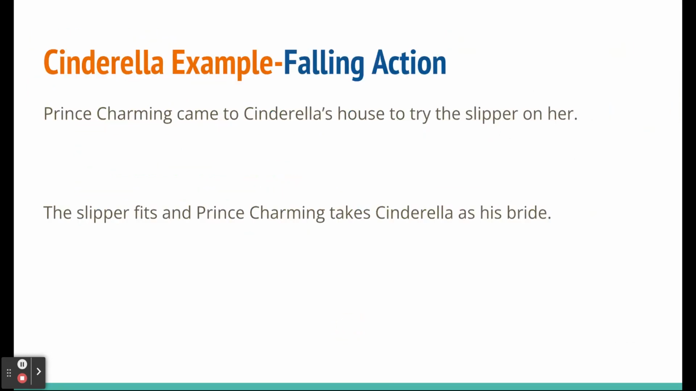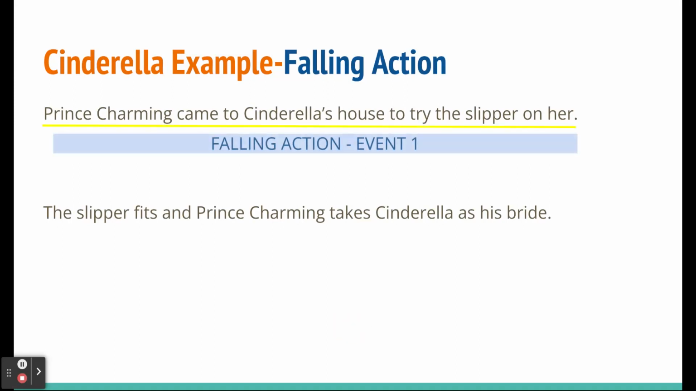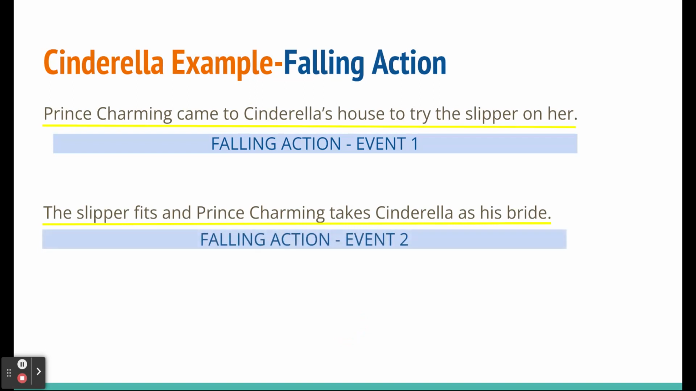And now looking at the falling action for Cinderella. Prince Charming came to Cinderella's house to try the slipper on her. The slipper fits, and Prince Charming takes Cinderella as his bride. Our first event is that Prince Charming goes to Cinderella's house so that she may try on the slipper. And the second falling action event is that the slipper fits and Prince Charming takes Cinderella away from her home and he is going to marry her.